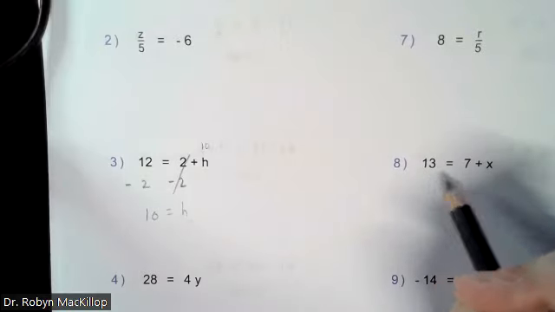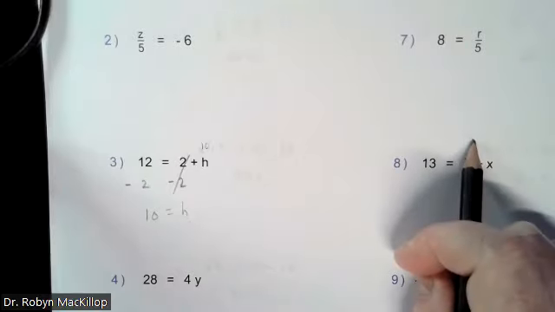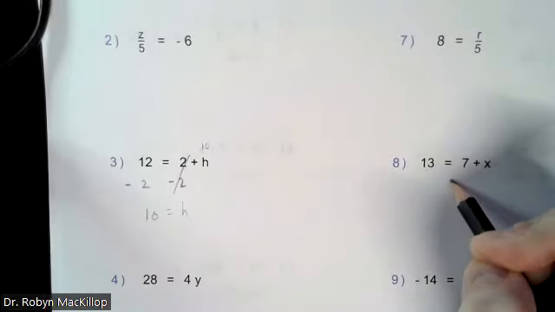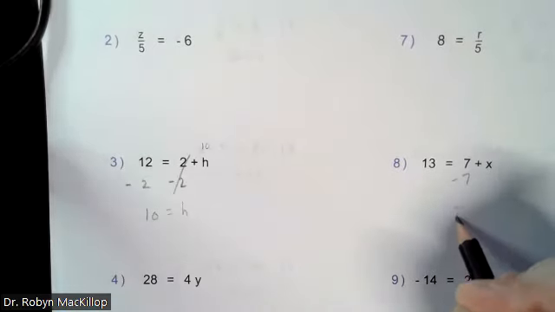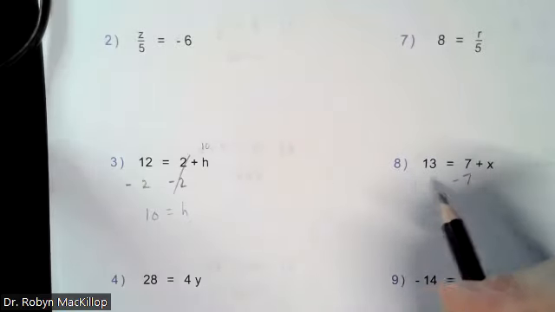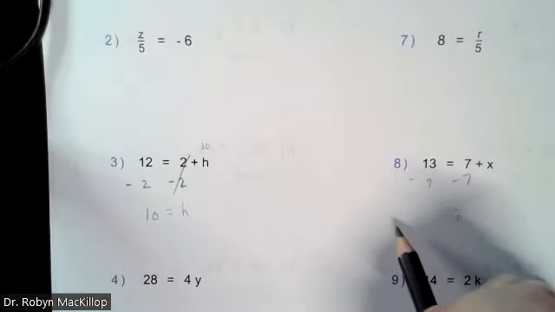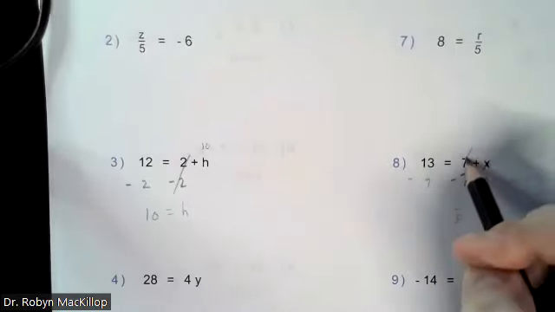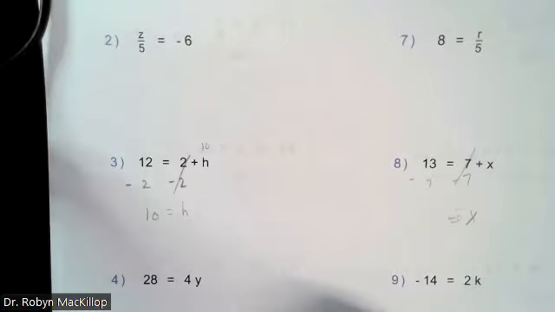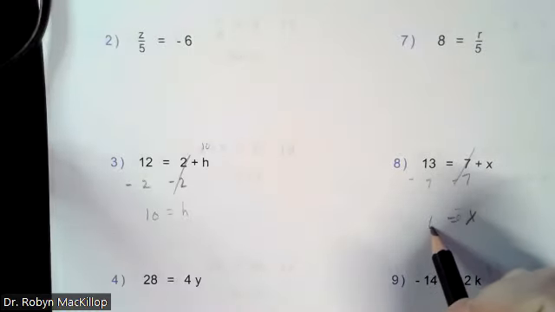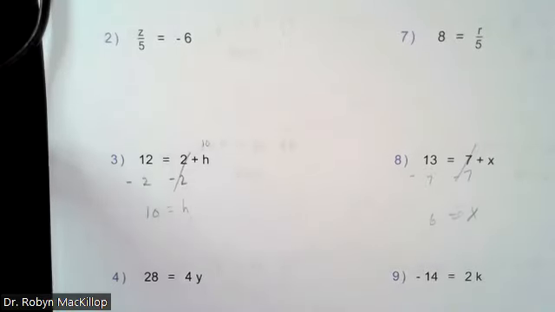All right, so 13 equals 7 plus x. We want just the variable on this side, so we're going to get rid of that 7. We're going to take it away because it's currently positive, because 7 minus 7 is 0. That means we have to do the exact same thing over here. We're going to take away 7 from 13. X is all that's left over here because this is gone, equals, and 13 minus 7 is 6. So 6 equals x, or x equals 6.